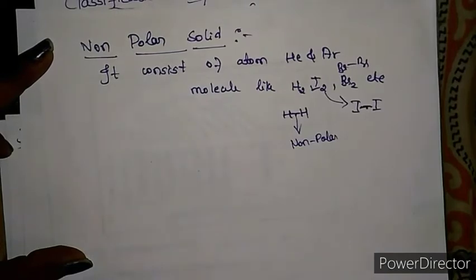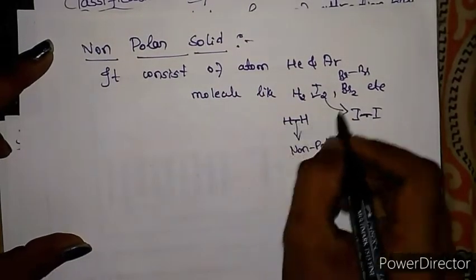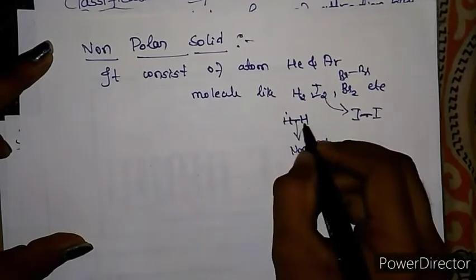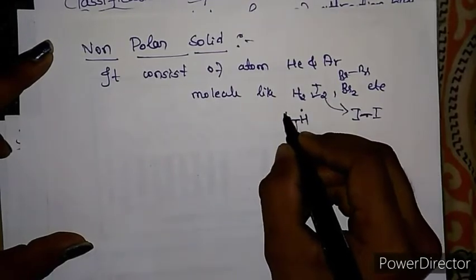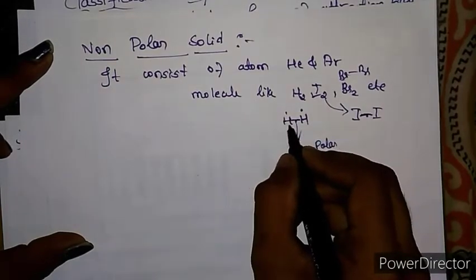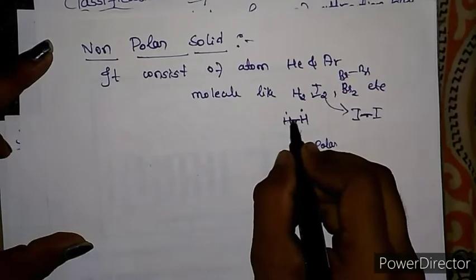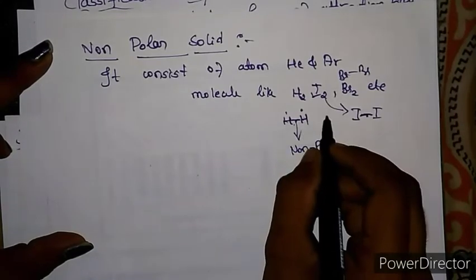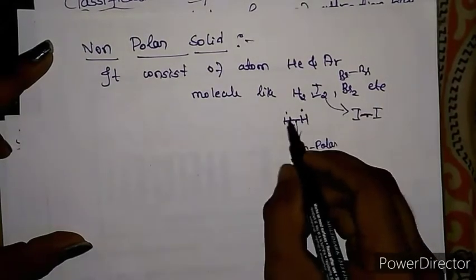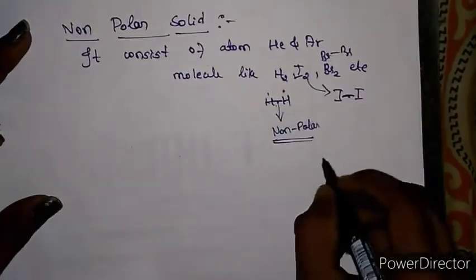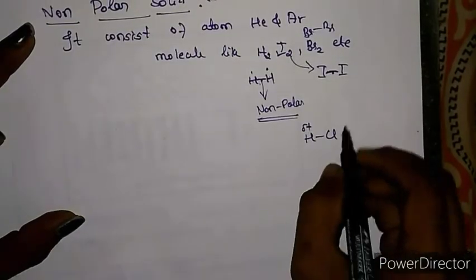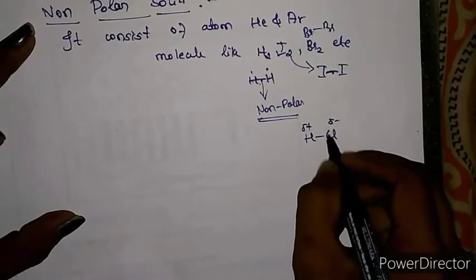Why is it non-polar? Because what is the electronegativity difference? Each atom has a certain electronegativity, and if you take the difference, what do you get? The electronegativity difference is 0, right? If the electronegativity difference between these two atoms is 0, then it is known as a non-polar solid. But in some cases you can see a difference, for example in the case of HCl, which has a delta plus and a certain electronegativity value, right?